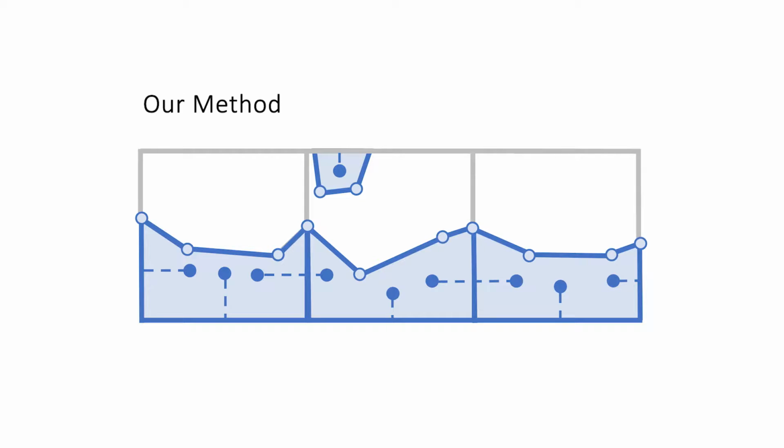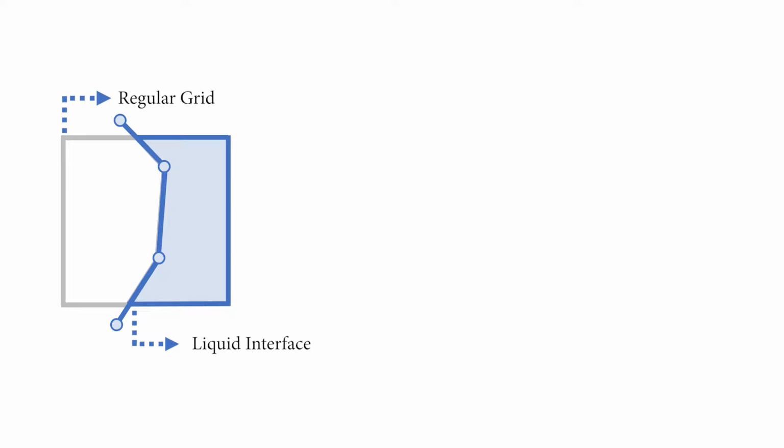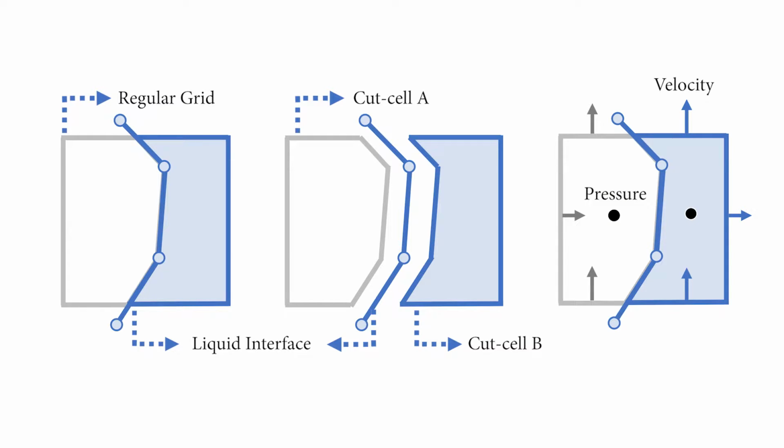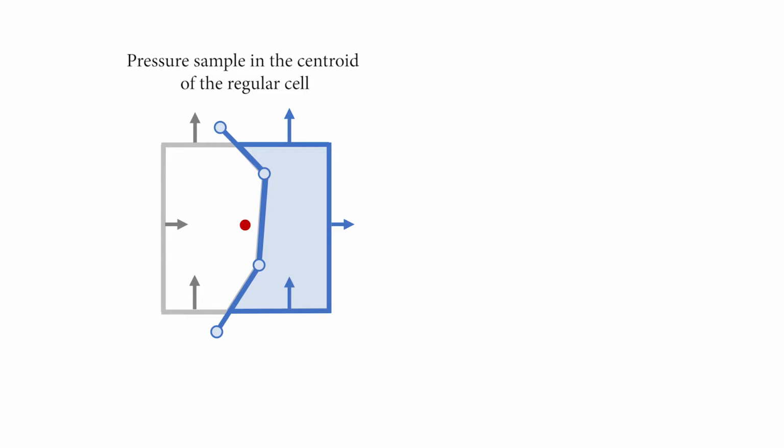In this work, we propose a novel solver that handles this mismatch of degrees of freedom by using cut cells. Cut cells represent subgrid information by performing intersections between the grid and the liquid surface, storing velocities and pressures per cut cell. Previous approaches assume that cut cells' pressure positions lie on the centroid of regular cells.